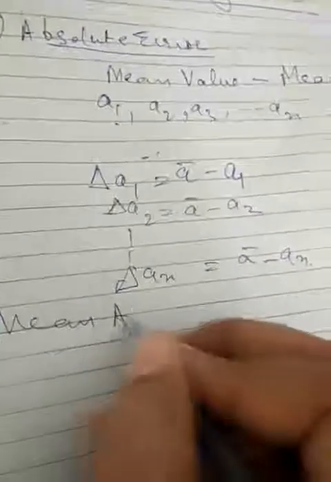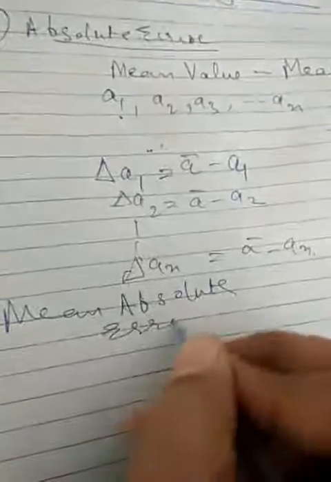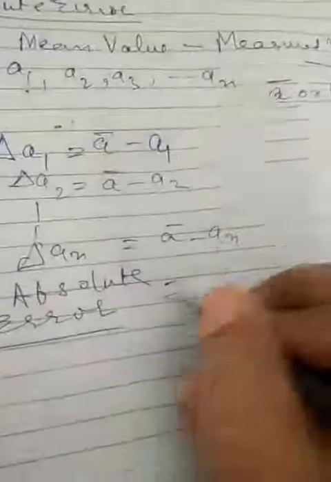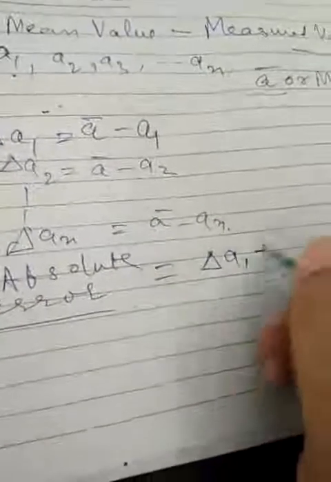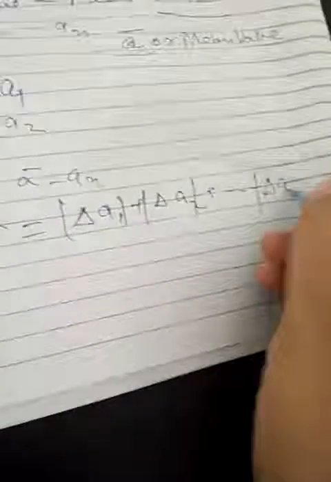Now we will see mean absolute error. How will you define it? Mean absolute error is the mean of all these absolute errors. So it is delta A1, delta A2, with their magnitudes only, plus so on, delta AN, divided by N. So this is called the mean absolute error.